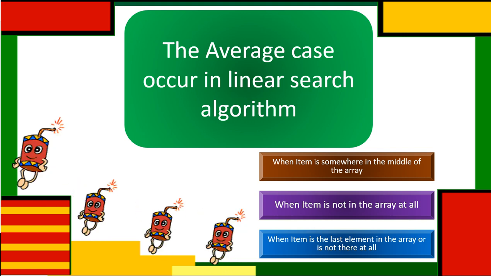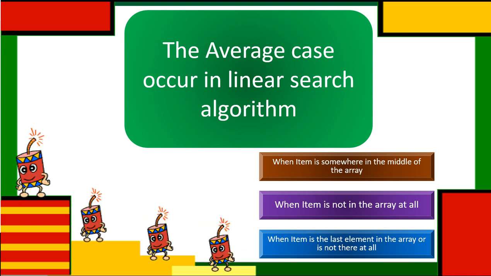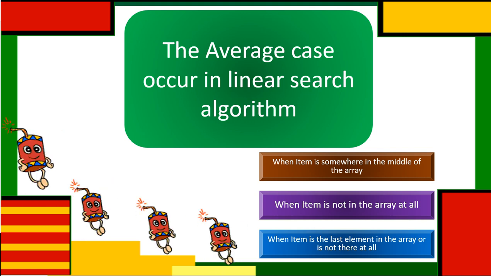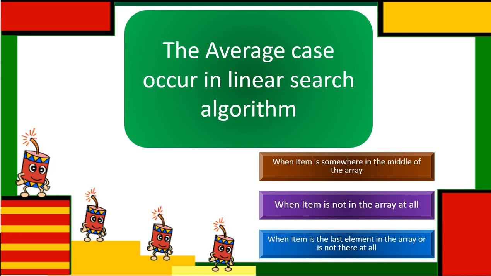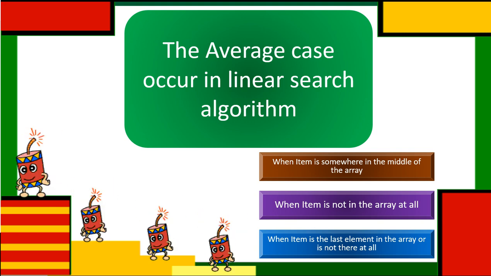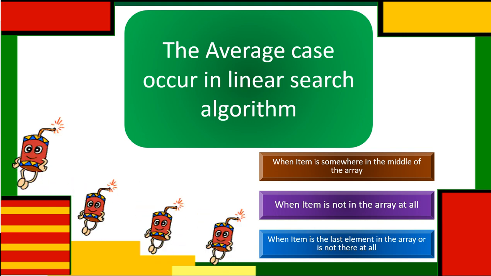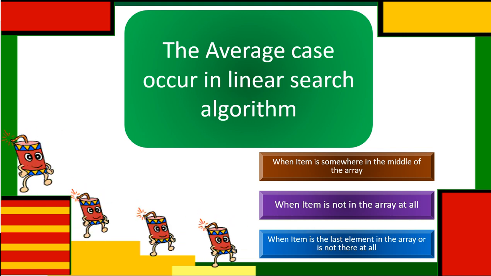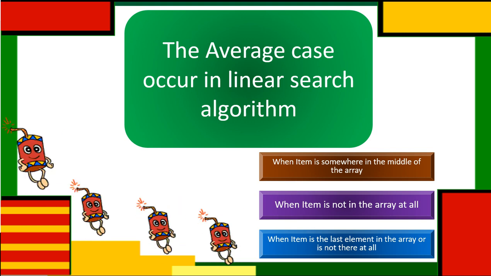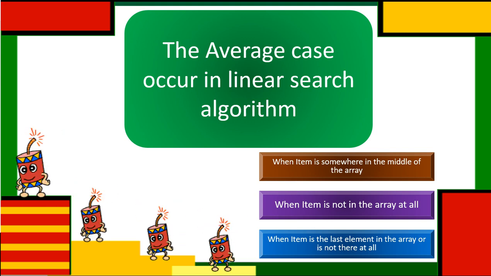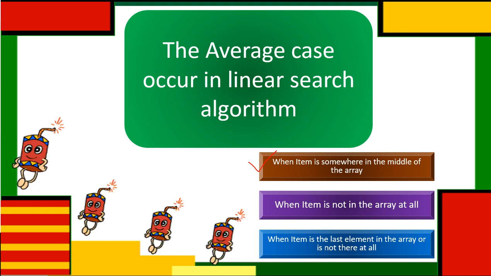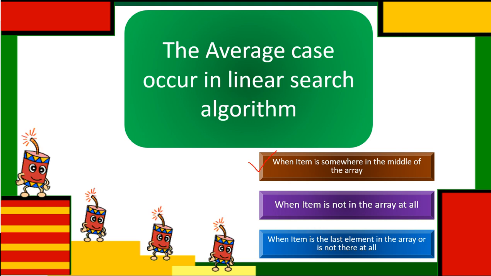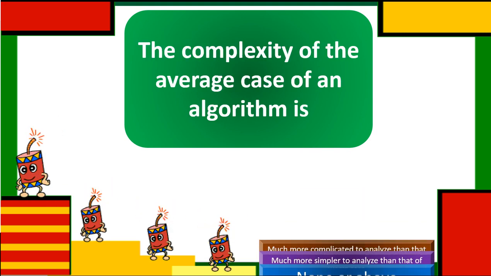So let's see the next question. The average case occurs in linear search algorithm when the item is somewhere in the middle of the array, when the item is not in the array at all, or when the item is the last element in the array or is not there at all. When the item is somewhere in the middle of the array, this is the correct answer. Average case is when the item is somewhere in the middle of the array.